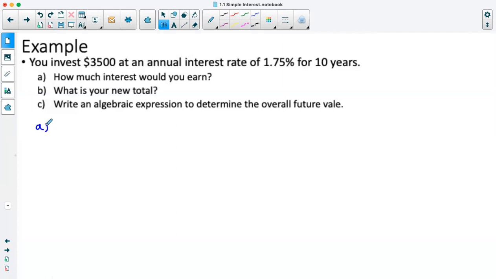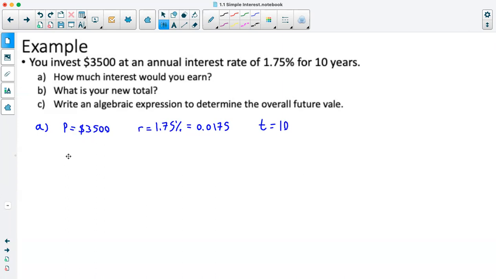So first thing we'll do is solve for interest earned. To start out, I would write out what information we have. This 3,500 is our principal. We have a rate of 1.75%. We need that as a decimal though, so we'll divide it by 100, which gives us 0.0175. And in this case, our time is 10 years.